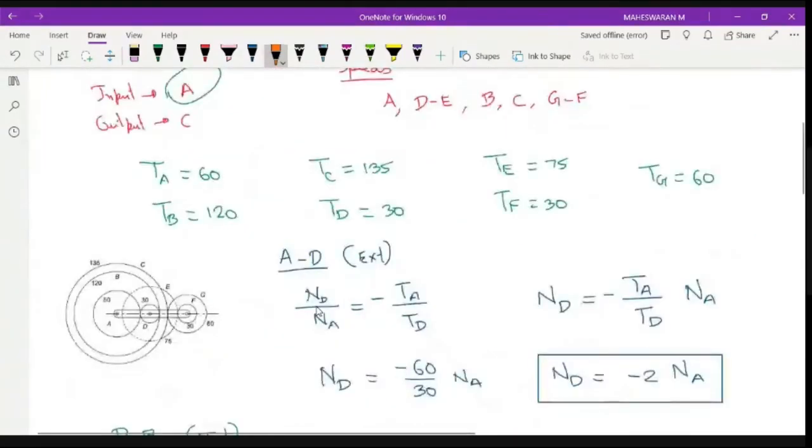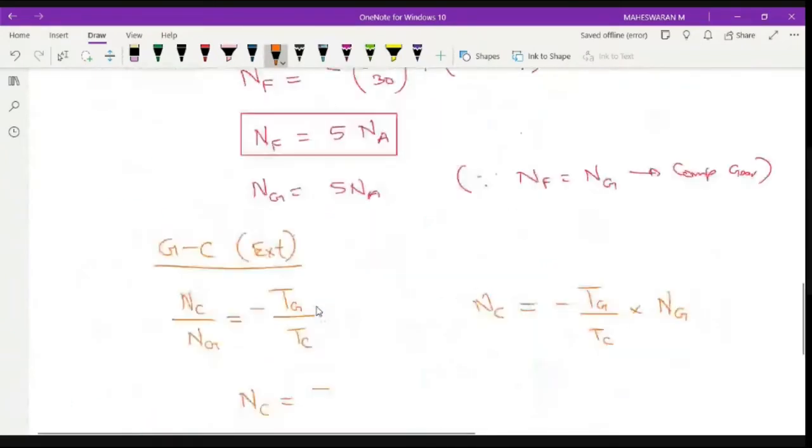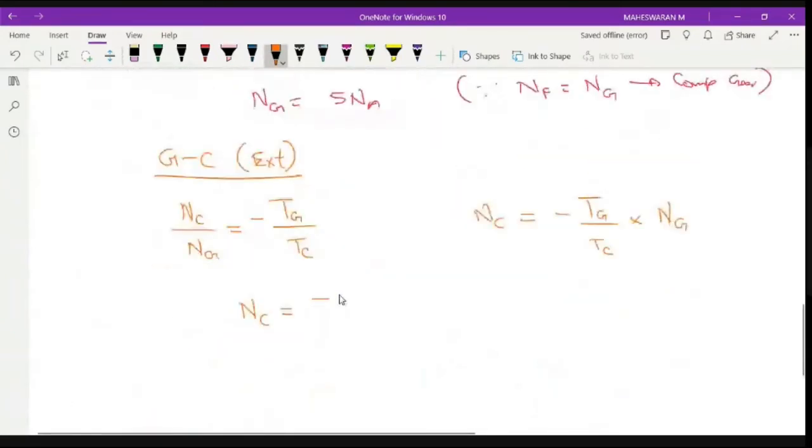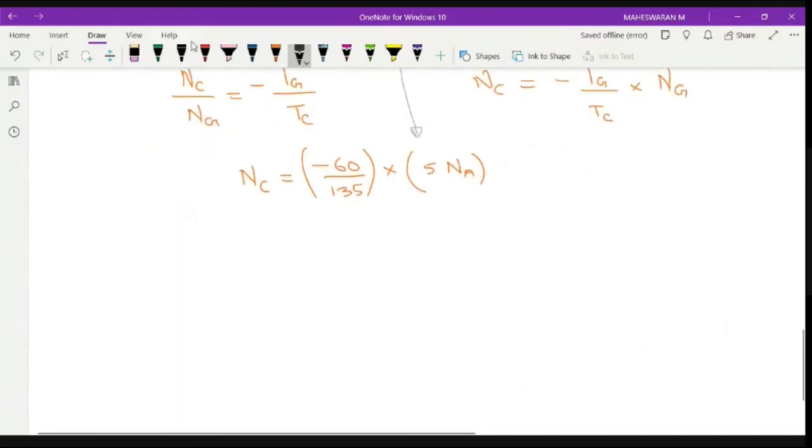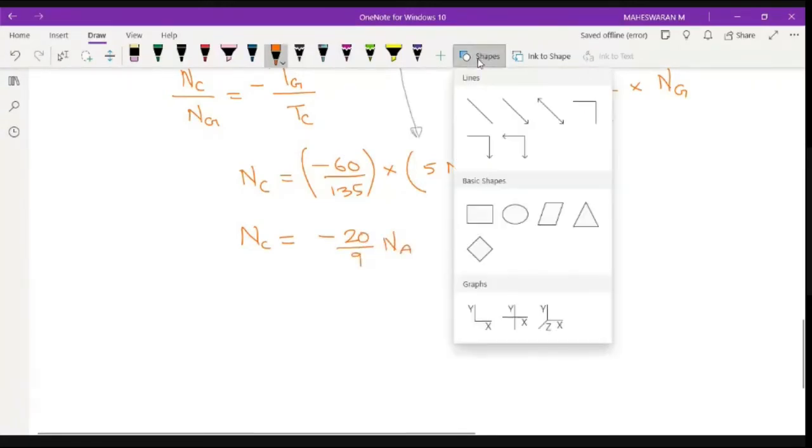TG is 60 and TC is 135, right? So minus 60 by 135 into pi NA, because NG is 5 NA. So I got NC from here, equal to minus 20 by 9 NA. So minus 20 by 9 NA. Yeah, so this is over.